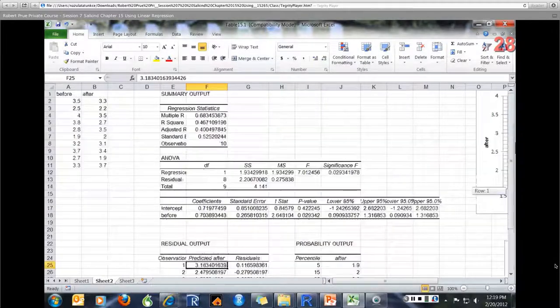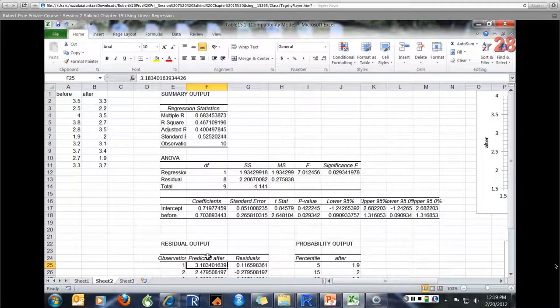And again, we can go back and match them up. The higher ones tended to go down a little bit. The lower ones tended to come up a little bit. That's called regression to the mean. It's kind of a standard statistical concept.